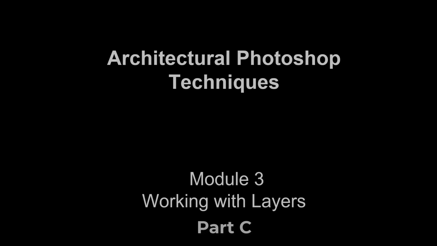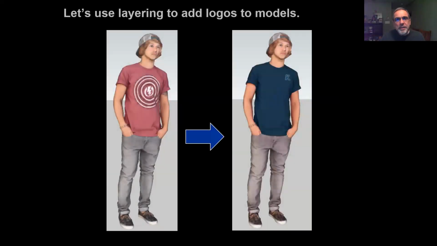In this module, we'll be using layering to help us create new textures to put on SketchUp models. We can use layering, for example, to put logos on t-shirts. I've done this on a lot of the school projects I've been working on. I'll have a school, and the school has a logo, and I have these SketchUp models, and I put the people in there, and I put the logo on them, and it's kind of cool.